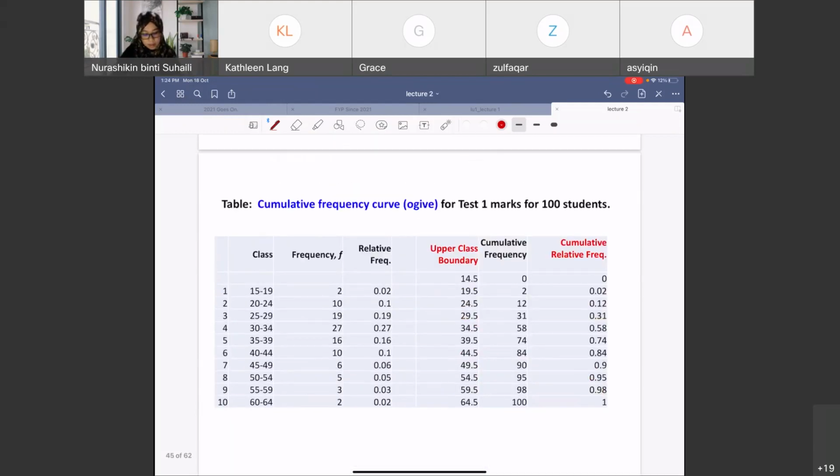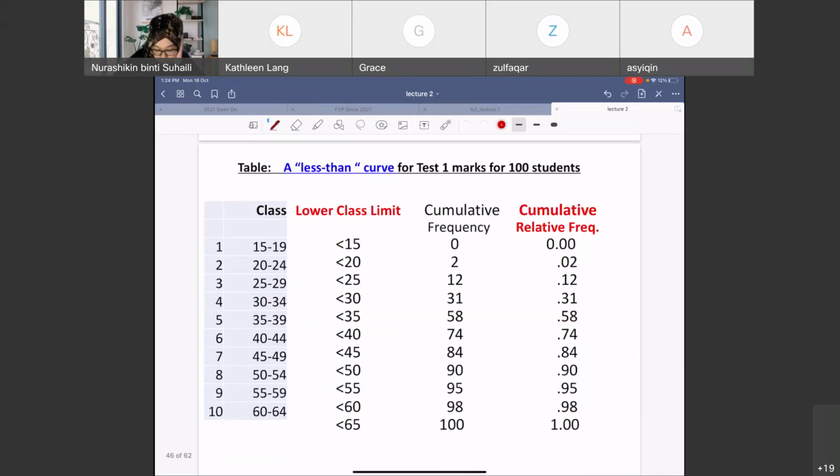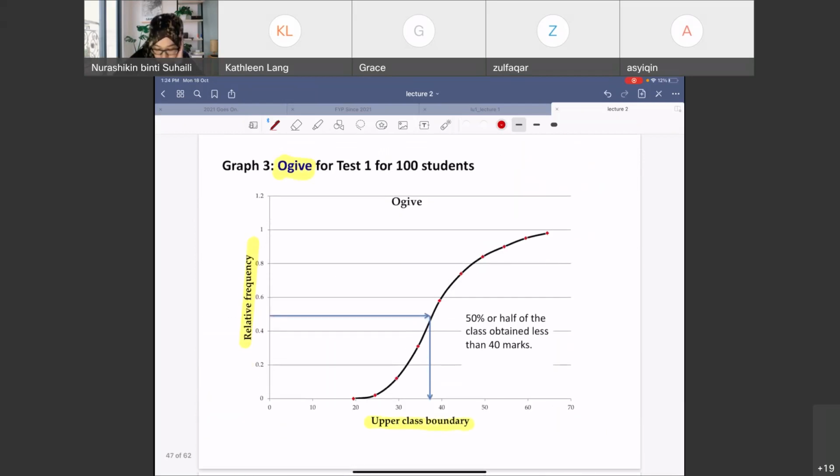And then we have the OGIF. These are different types of charts or graphs that you can use. So this is the OGIF. You studied this in Maths at SPM, right? Yes, I still remember, see? That's correct. So the OGIF is relative frequency versus upper class boundary. It's about different things that you put on the axes.